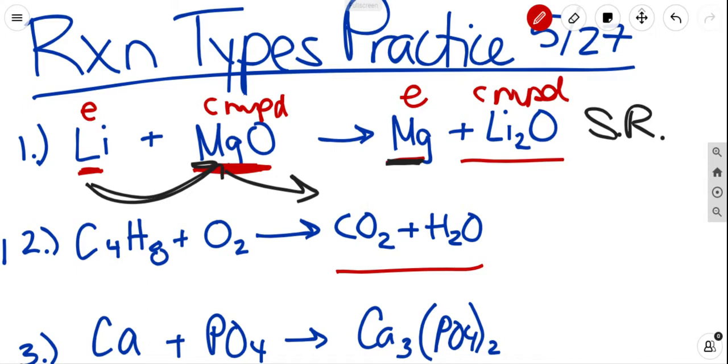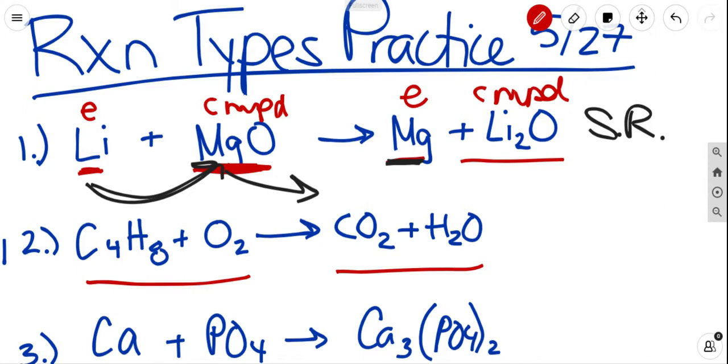Decomposition has 1 reactant. Well, I got 2 reactants. So I normally go through and eliminate synthesis and decomp first. And then I go through and look at combustion. All right. So combustion always has the same 4 parts.